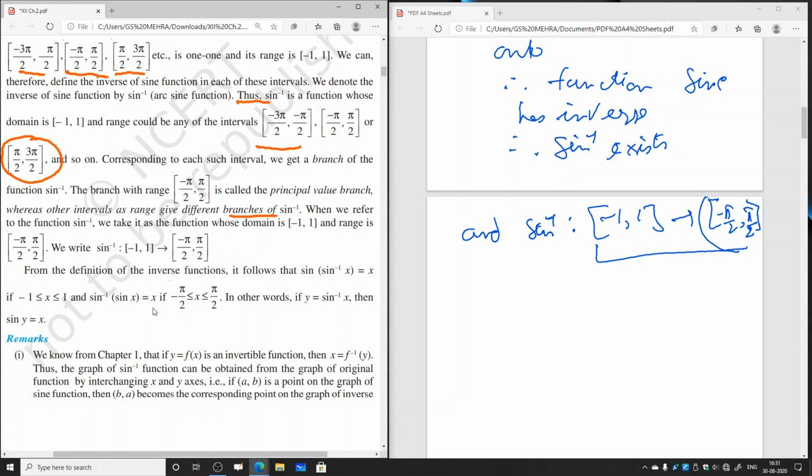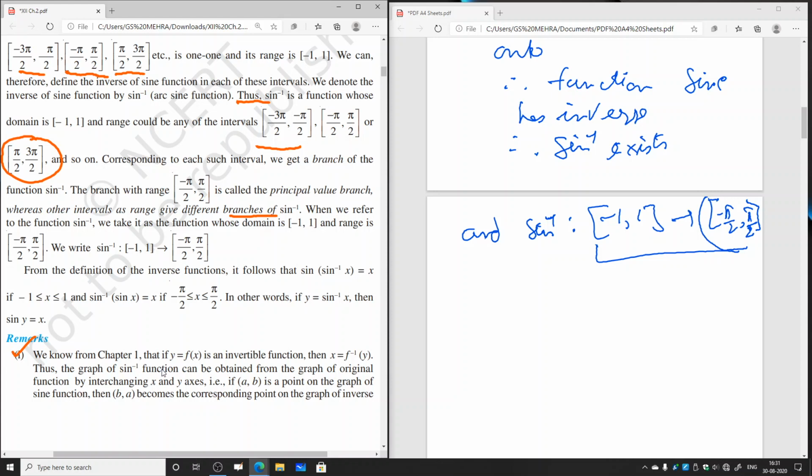and sine inverse of sine x will be equal to x if x is in the interval minus pi by 2 to pi by 2, including minus pi by 2 and pi by 2. So in other words, if y equals sine inverse x, then sine y will be equal to x. Some remarks are very important that we have to remember.